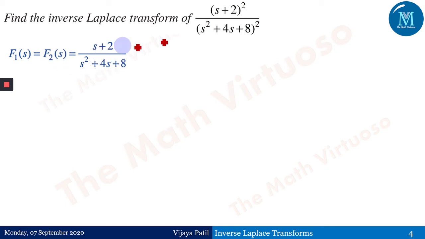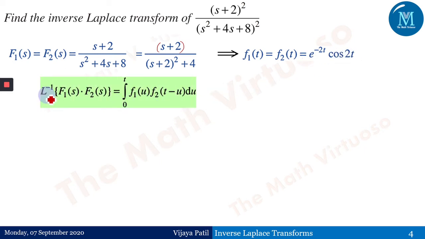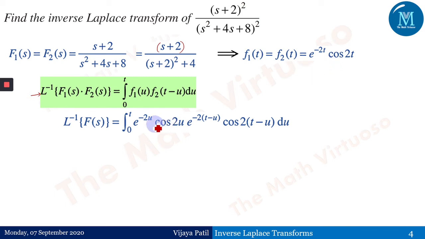f2 will also remain the same because we have a square in the numerator as well as the denominator. Therefore, again completing the square, we will get f1 and f2 the same, and the inverses would also come the same, that is e to the power minus 2t cos of 2t. Again, this is the formula for the convolution theorem. So every t in the first case would be replaced as u, so e to the power minus 2u cos of 2u, into here e to the power, every t would be replaced as t minus u, so e to the power minus 2 times t minus u cos of 2 times t minus u du.